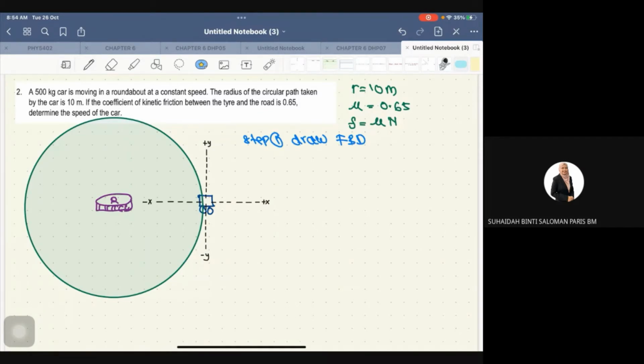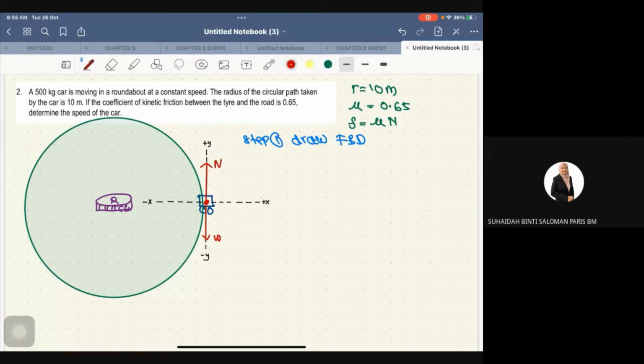Okay, so what force exerted on the object? Class. Force apa? W. Okay, W ke bawah. Lagi? Normal force. Normal force ke arah atas. And then, apa lagi? Frictional force. Frictional force. Okay. And arah mana? Sebab dalam soalan tak sebut. Frictional force ni arah mana?